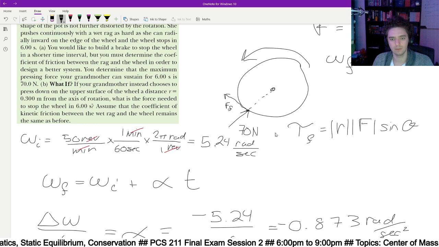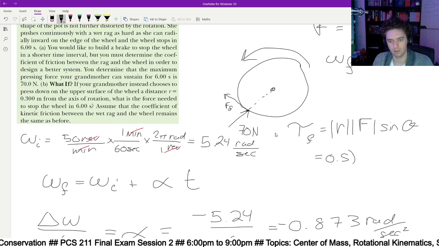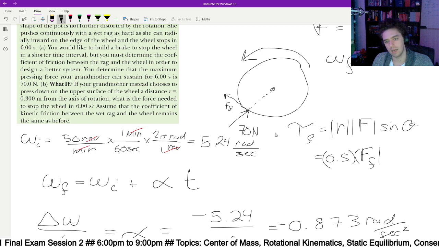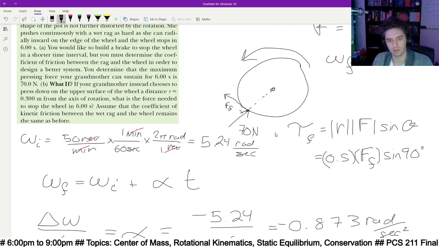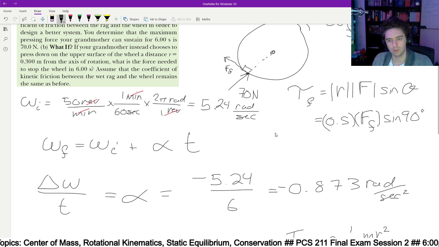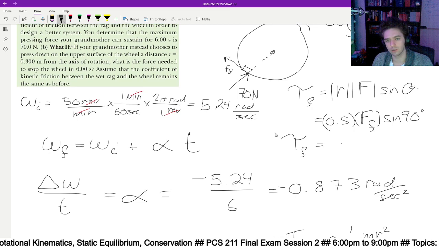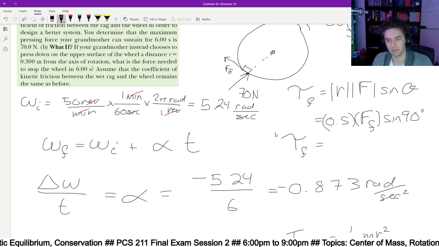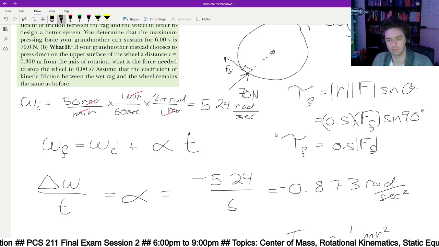Well, the distance from the axle is just the radius, so it's just 0.5. The magnitude of that force, we don't know, but that's the force of friction. And the angle between them is just sine of 90, a right angle. So the torque from the friction is equal to, since sine of 90 is 1, 0.5 times the magnitude of the force of friction.